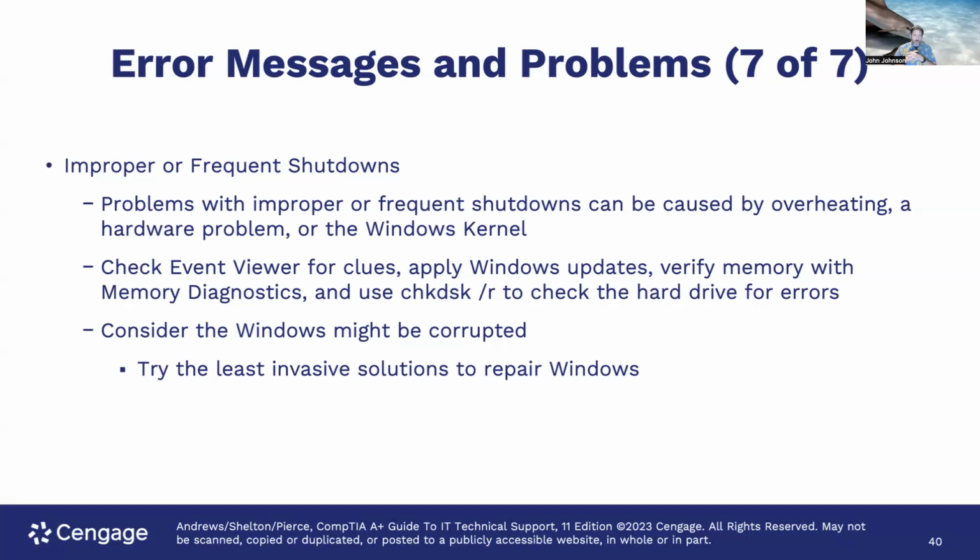Here it says improper or frequent shutdowns can be caused by overheating, a hardware problem, or the Windows kernel. So you can check your Event Viewer for clues here. You can apply the Windows updates, verify that your memory is working okay using the Memory Diagnostics tool, or you can do a chkdsk /r to check the hard drive for errors. That's always helpful too. You should also consider that Windows might be corrupted. So try the least invasive solutions to repair Windows, while keeping your user data and stuff like that.